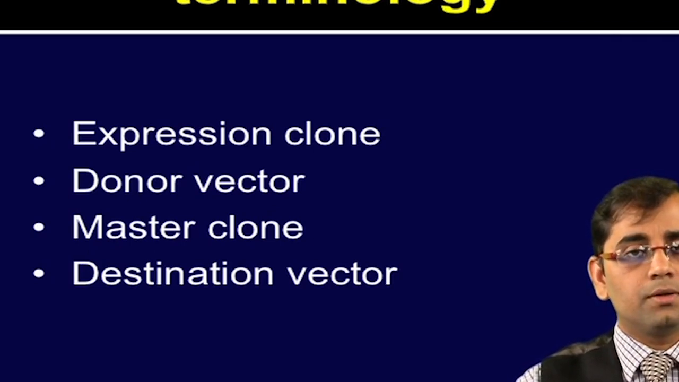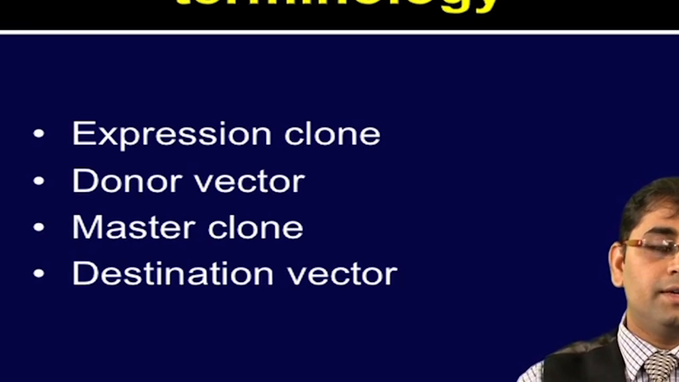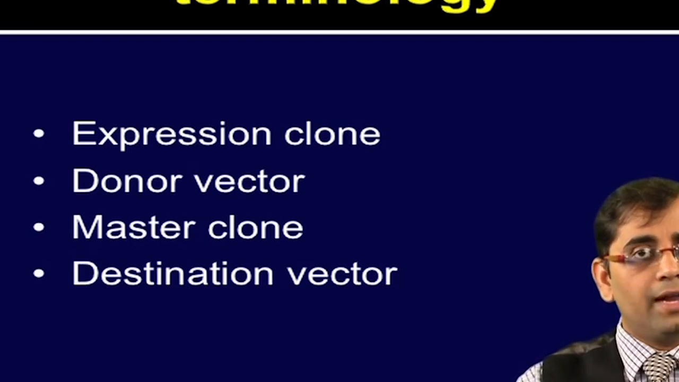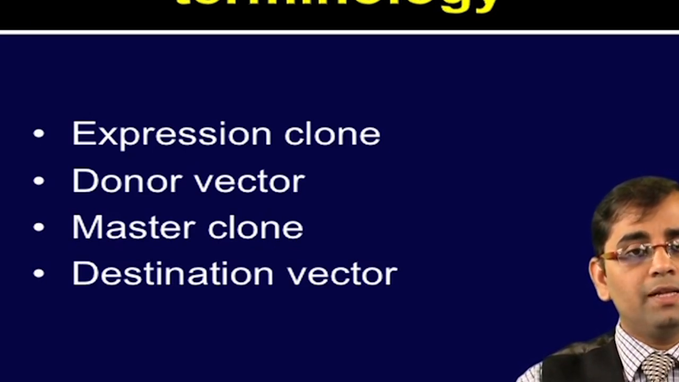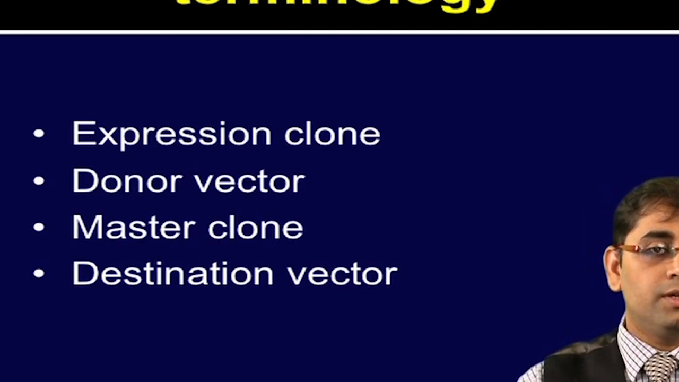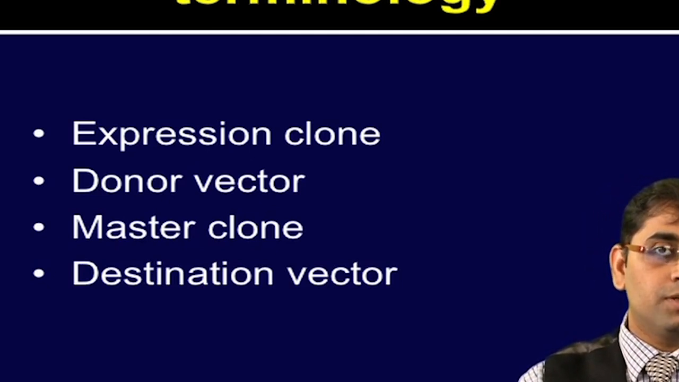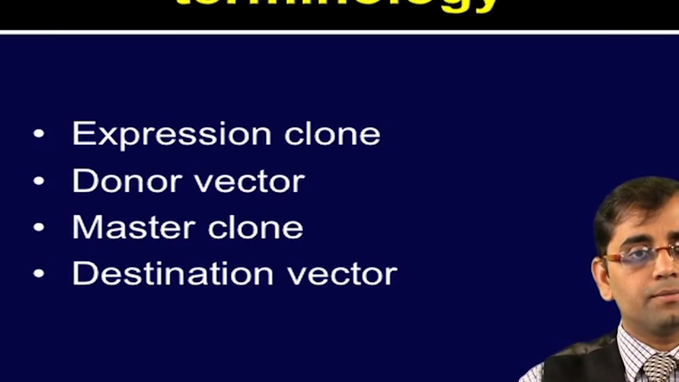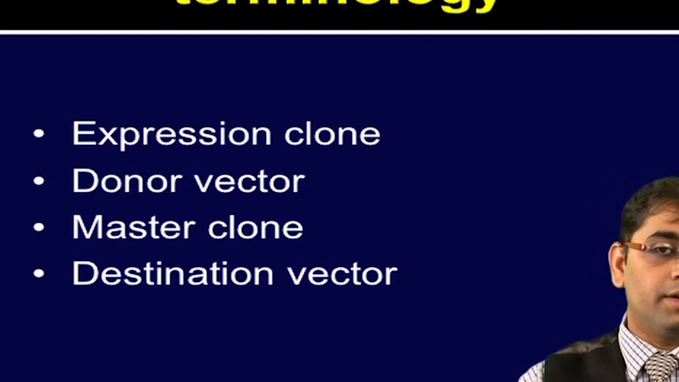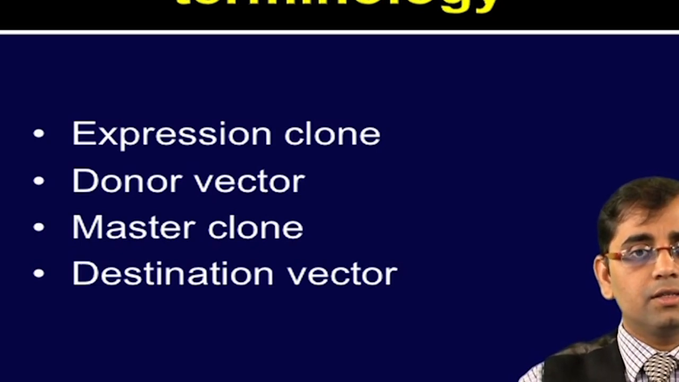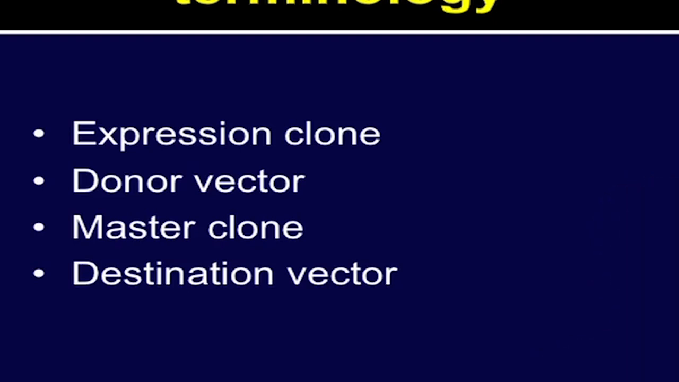So, what is a master clone? This is a vector containing the gene of interest flanked by att L sites. Entry clones are formed by the BP reaction and further used in the LR reaction to produce expression clones of interest. What is a destination vector? This is a vector containing a counter selectable gene flanked by att R sites, which interact with genes from the entry clone to produce an expression vector in the LR reaction.